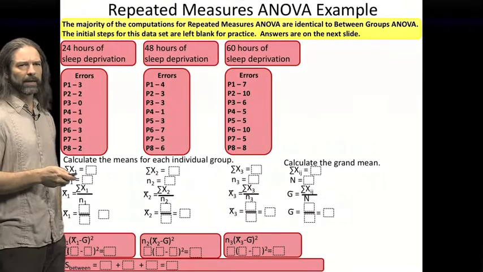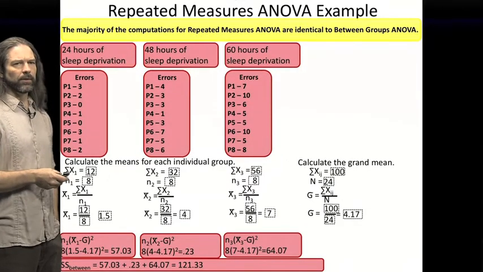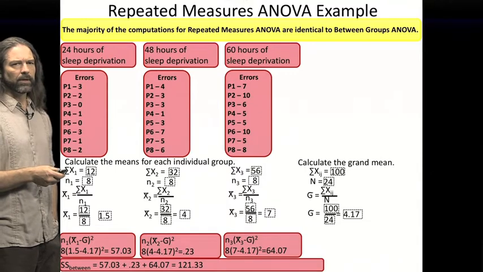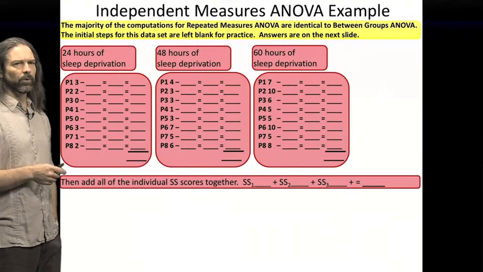So now if you've come back and you've done those computations, then all of those should look like this. And we are then going to take the sum of squares for between, and we are going to transplant it to the easy ANOVA table. But before we do that, we need to calculate sum of squares within.